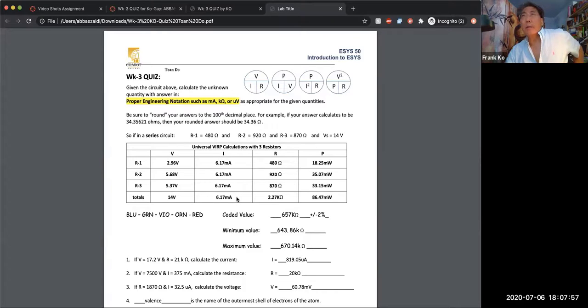And here, let me clarify that for you. That had to do with week two. And let's go to the week two PowerPoint. I'm going to go to the week two PowerPoint, and I will put it on the screen for us to share. And it had to do specifically with proper engineering notation. So let's go to here.